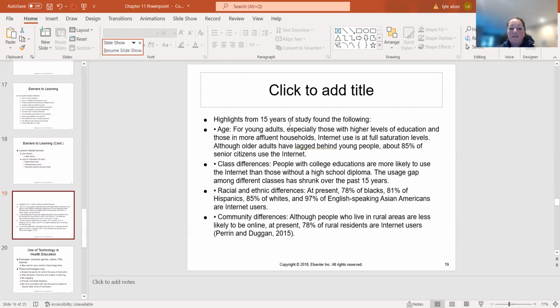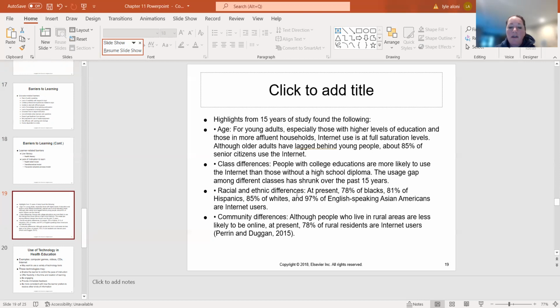When we look at a 15-year study, we found these kind of impacts on our barriers. So young adults, high levels of education, we're going to have internet use good. They like it, they'll use it, they feel engaged with it. We see older adults have a harder time with the internet. We're finding about 85% are going to use the internet. We look at class differences like we spoke of. People with college educations are more likely to use the internet than those with a high school diploma.